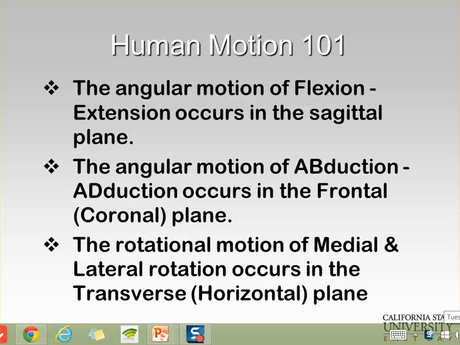All right, so we're going to review the motions at the major joints. And just to remind you, the angular motion of flexion extension always occurs in the sagittal plane. The motion abduction, adduction, always occurs in the frontal or coronal plane. And the rotational motion of medial and lateral rotation, or internal and external rotation, occur in the transverse and horizontal plane.